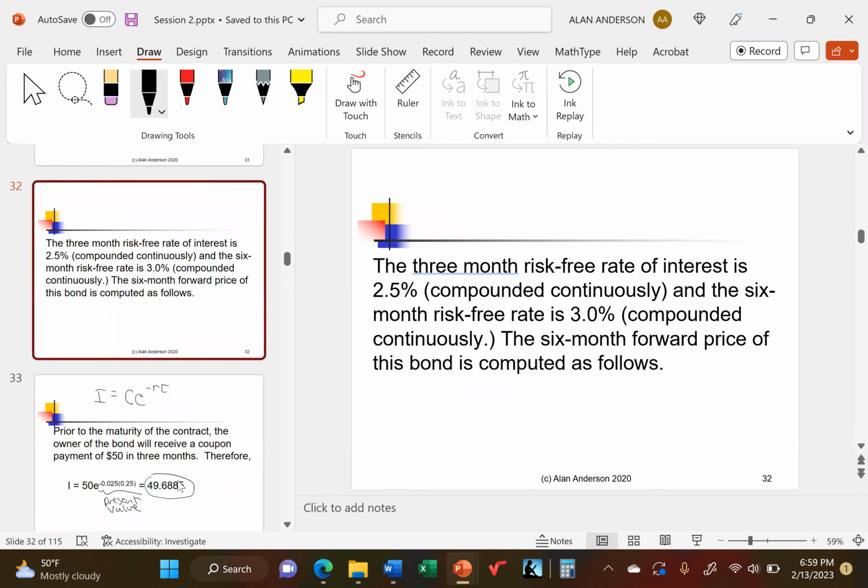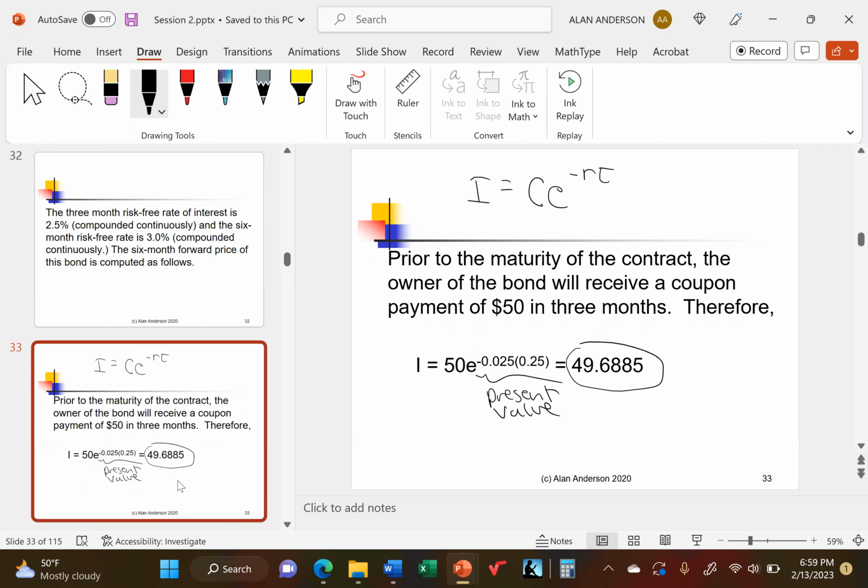So here is the formula. Basically what we're going to do is say, listen, that $50 coupon payment will not be received for another 3 months. If you notice, we're using the continuously compounded formula to indicate that the present value of that coupon is $49.6885. In other words, having $50 in 3 months is equivalent to having $49.6885 now. That is the present value of that coupon, which the owner of the bond will receive, but not the owner of the forward contract. So we have to take that into account when we calculate the forward price of this bond.